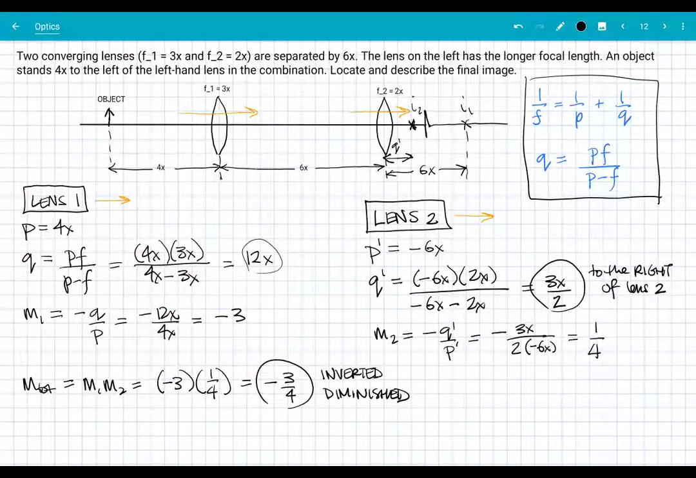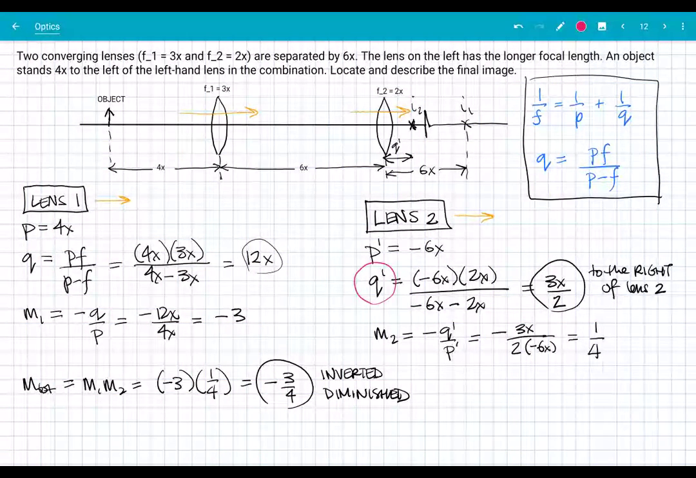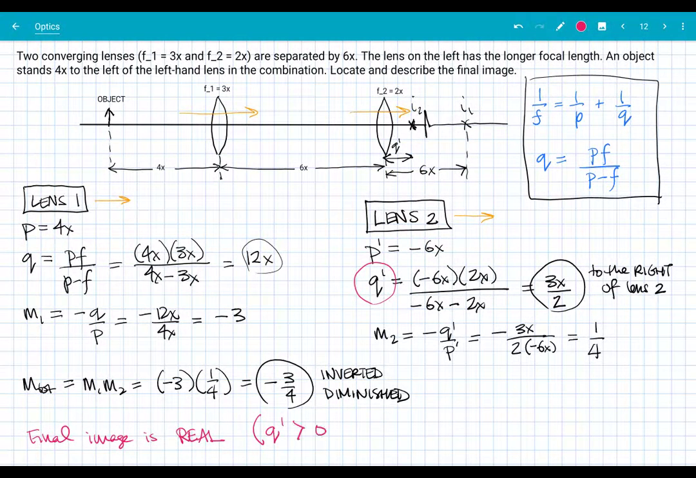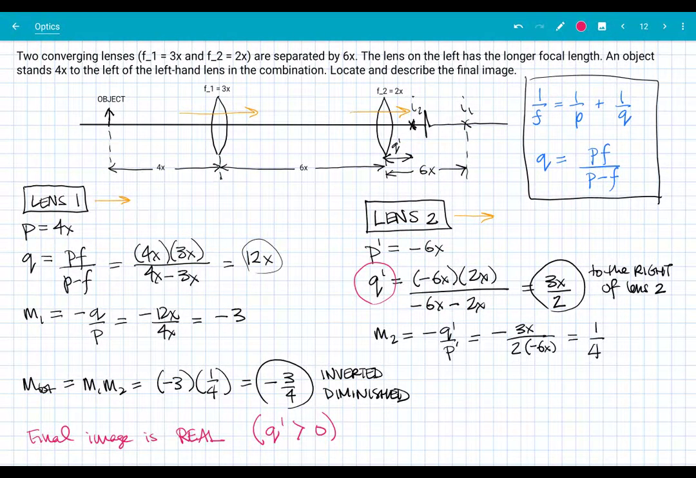But if I look at, again, what we focus on for real and virtual, let me switch up colors here, is we look at the very last image distance. So if I look at that, it's positive. So I know that the final image is going to be real, and that's because q prime is greater than 0. Again, it doesn't matter if any intermediate images are virtual. You just, for this one, you just look at the very last image distance and you ask yourself if that is greater or less than 0, and that tells you if your final image is real or virtual.